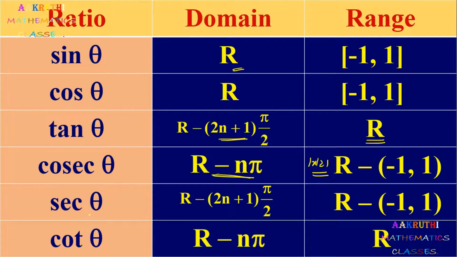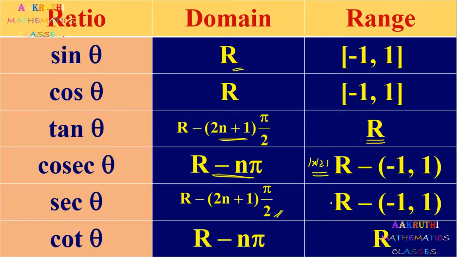Next, same type for secant theta. Secant theta is not defined when cos theta is 0. Cos theta is 0 for 90 degree, 270 degree, that is again odd multiples of 90 degree. Therefore secant theta is not defined at those values. So the domain of secant theta is R minus (2n plus 1) pi by 2, that is, real numbers minus odd multiples of pi by 2.